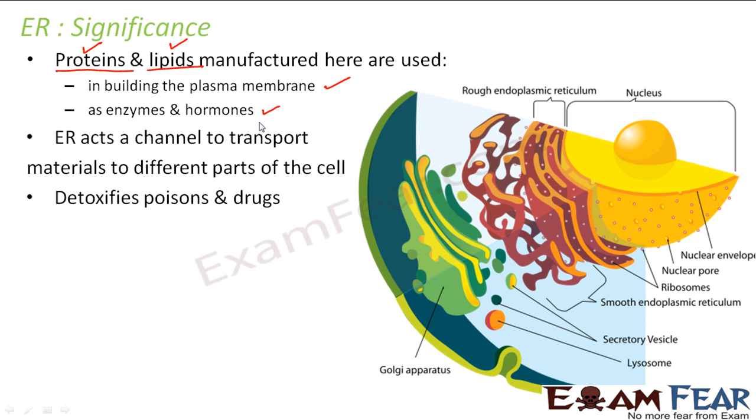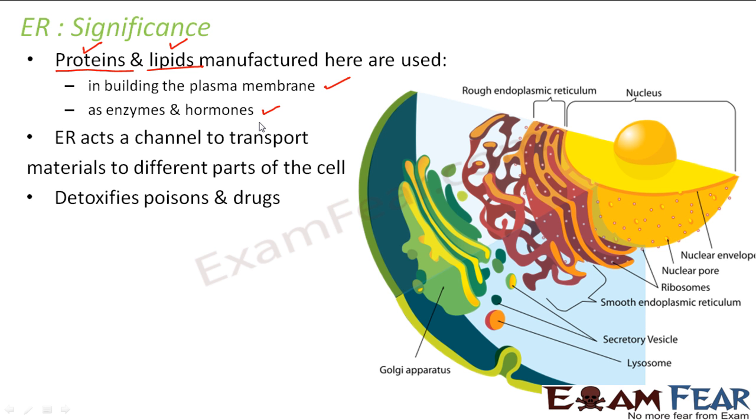So how do enzymes and hormones help a body? Now, enzymes help us in many ways. For example, enzymes actively take part in so many chemical reactions which keep taking place inside the body. How do hormones help? You would have seen there are so many traits which come with hormones, right? There are so many things which happen in us because of the hormones present in the body. So these proteins and lipids are also used as enzymes and hormones.